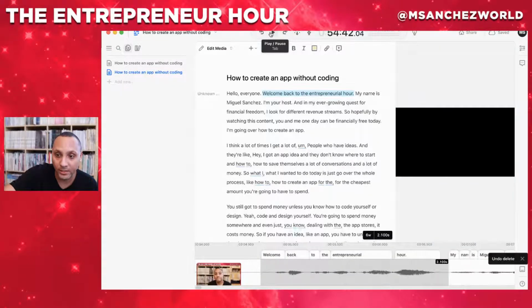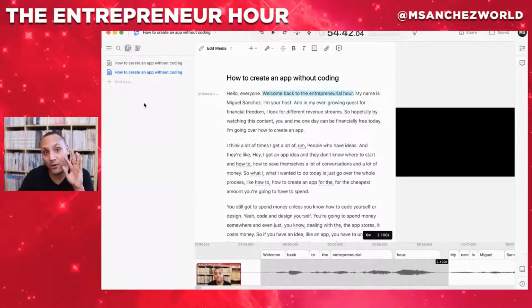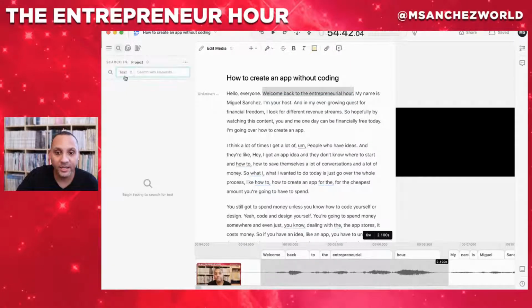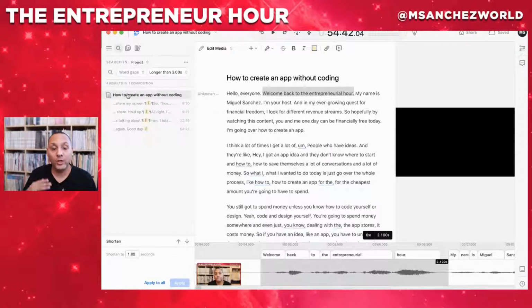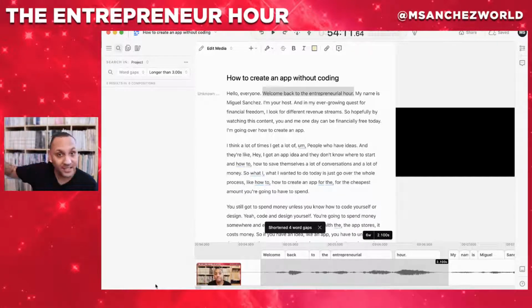So what I end up doing is, Descript has these two features that are really awesome. One is called word gaps. It looks throughout your whole audio and video file, and it says when there's a break of audio more than 3 seconds, we're going to shorten it to 1 second. That's an AI automation. It's taking your audio and your video, analyzing it and telling you this has an extra amount of time. So watch, right now I came up with 4 occasions where that happens. You see that happen instantly. So now all I have to do is apply all, and it deletes all those gaps.